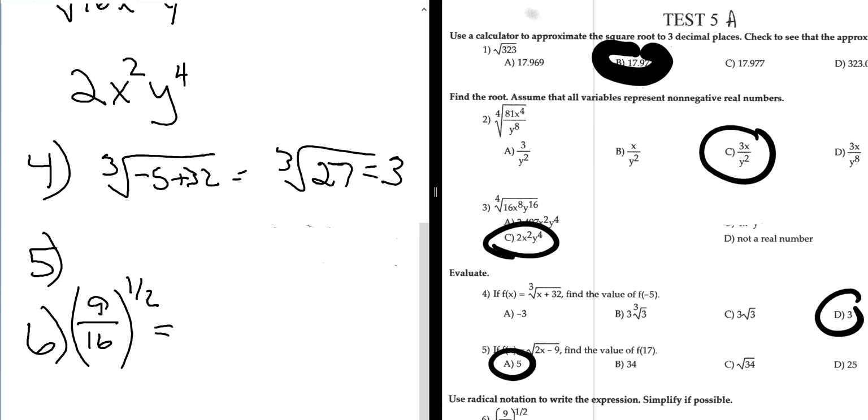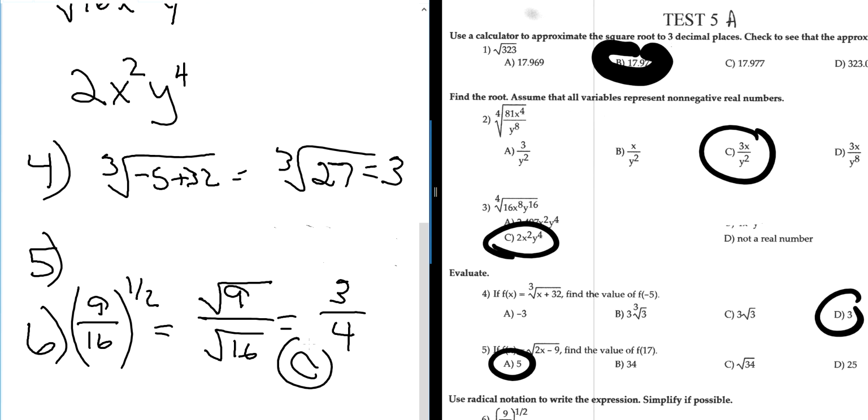Here we have 9 over 16 raised to the 1/2, which is going to be simplified to being the square root of 9 over the square root of 16, which is simply 3 over 4. And our answer to number 6 there is C. All right, fairly easy one.